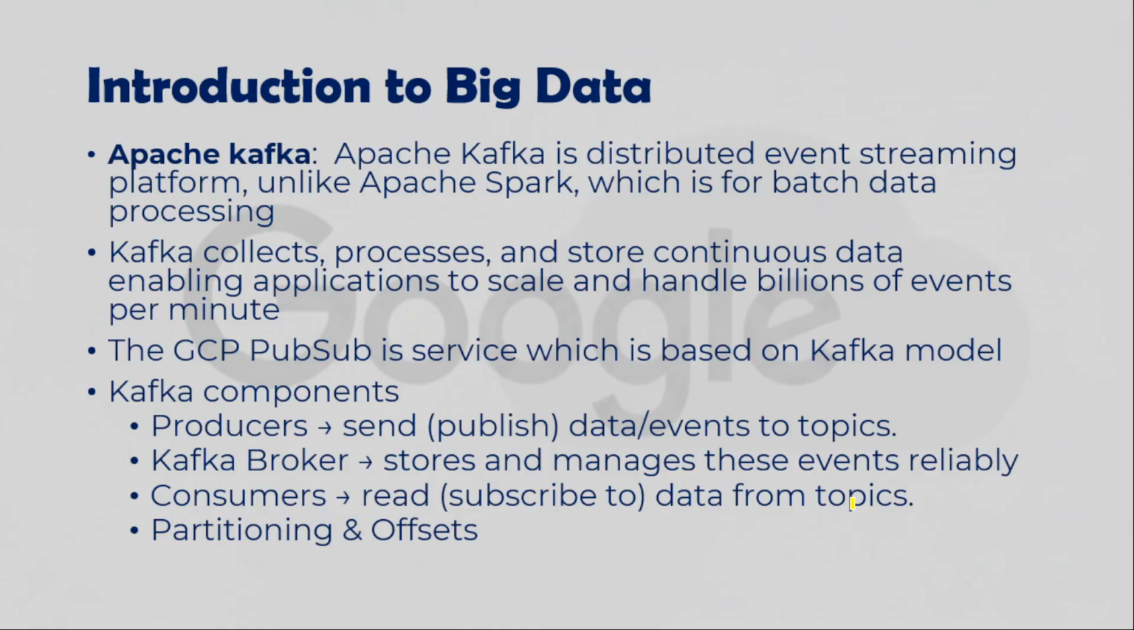So this is a distributed event streaming platform. This is used for distributed event streaming. The moment I use the word streaming, it means that this is applicable for streaming kind of data, right? Whereas Apache Spark is best for batch kind of data, right? So at a very high level, think of it like this. Apache Kafka collects, processes and stores continuous data. So what we understand by continuous data, it's streaming data, right? And the main components of Apache Kafka are producers, brokers, consumers, and partitioning and offset.